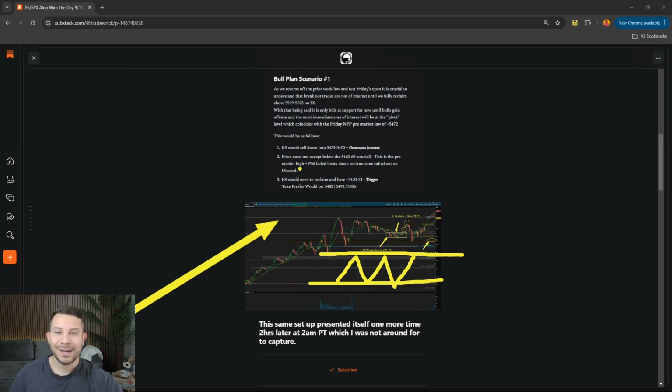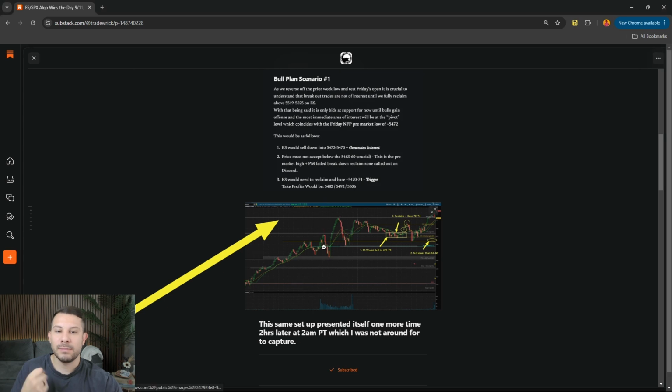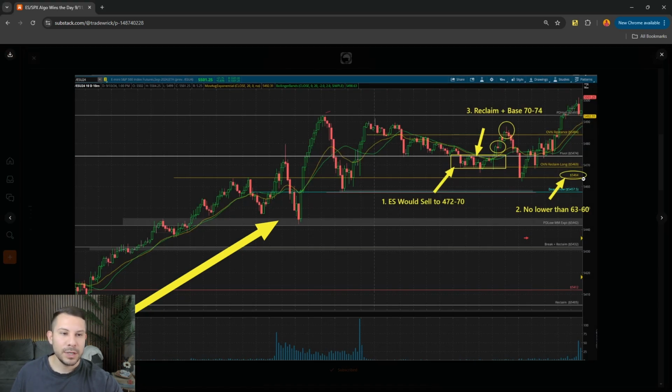This is a pre-market high. I'm giving you the context of how I identify these levels and why. This is a pre-market high and afternoon failed breakdown reclaim zone called out on the Discord. In other words, a long that I called out. That level should be protected. That is kind of where the bulls are holding ground in the meantime. As you can see, I have it labeled here as a golden level, 5464, and that level I don't want to see broken.